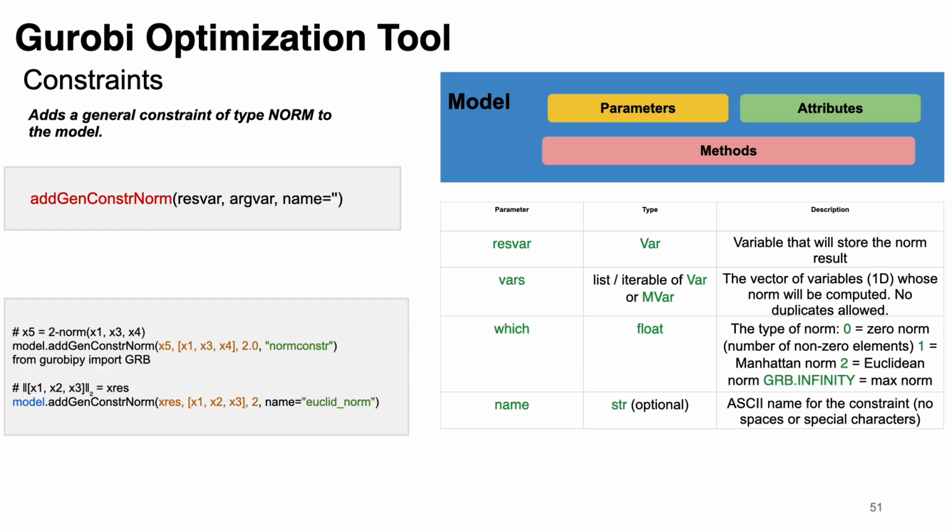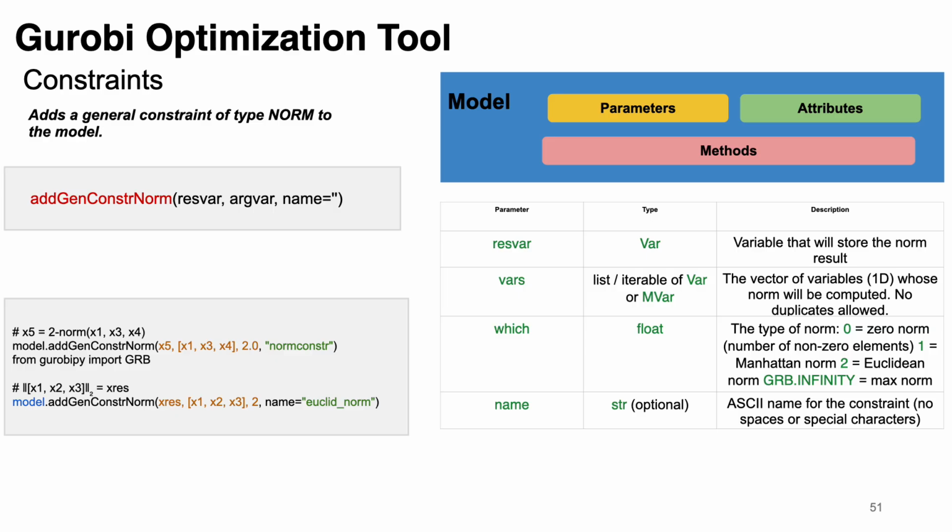We now look at the norm constraint. You add this using add_genconstr_norm. This constraint is incredibly powerful for spatial modeling. In the parameter table, we see it requires a resvar to store the result, a vars list representing the input vector, and the which parameter. The which parameter lets you choose the exact type of norm: 0 for the number of non-zero elements, 1 for the Manhattan norm, 2 for the standard Euclidean distance, or GRB.INFINITY for the maximum norm.